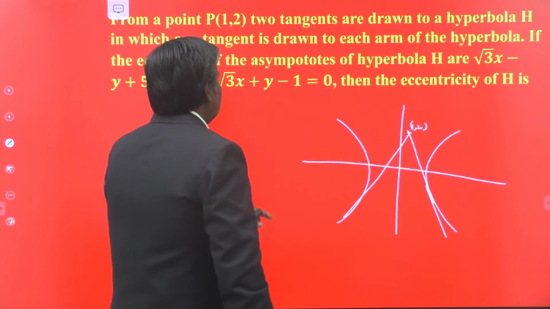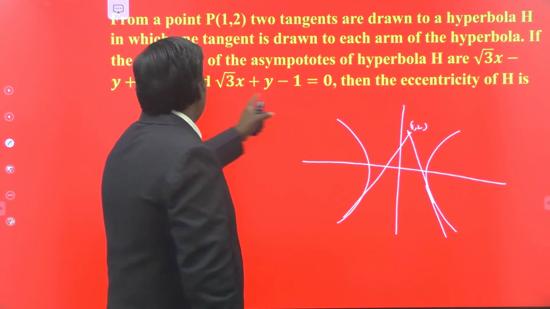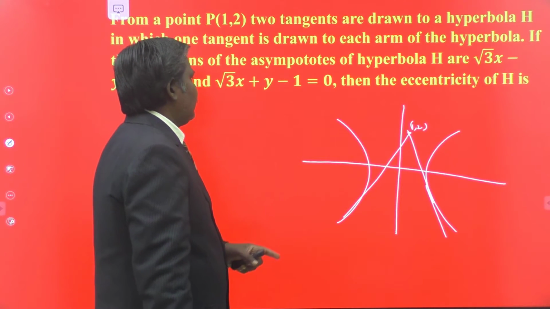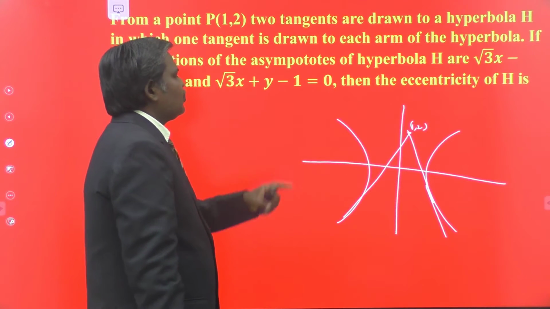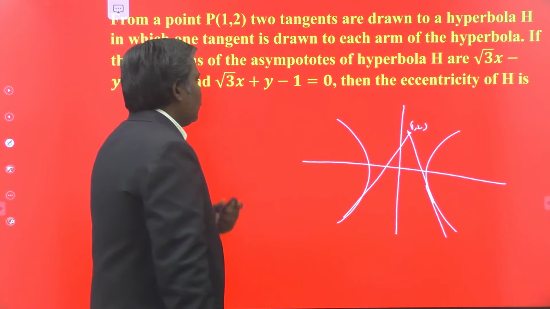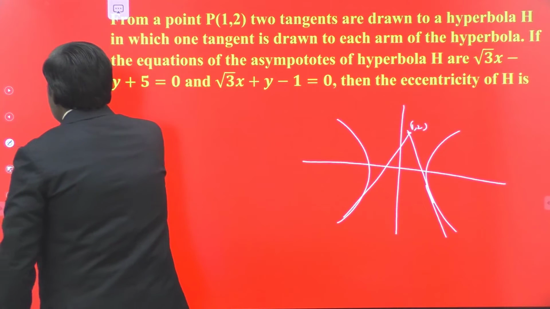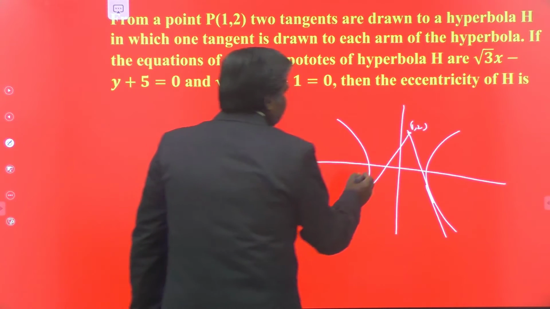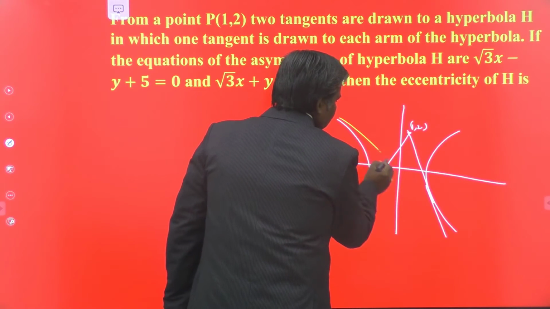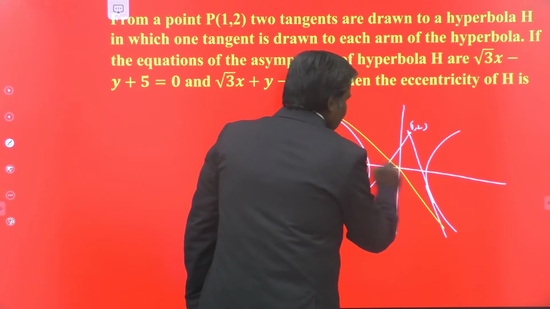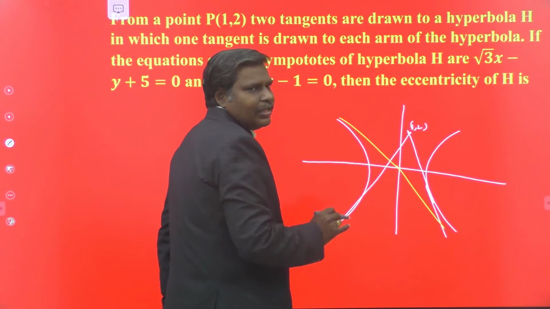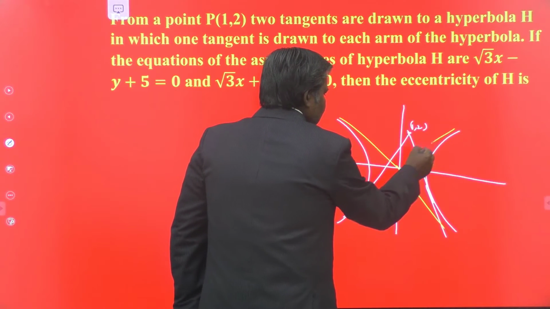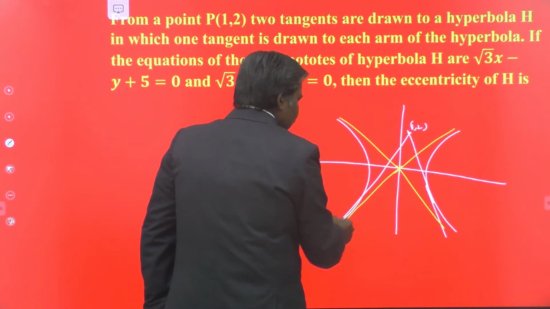Now what they have given: root 3x plus y plus 5 equal to 0, and root 3x minus y plus minus 1 equal to 0 are the asymptotes of that hyperbola. Asymptotes always pass through the center of the hyperbola. Now, it is a rough diagram. These are not coordinate axes. These are the axes of the hyperbola. This is one asymptote and this one is the other asymptote.